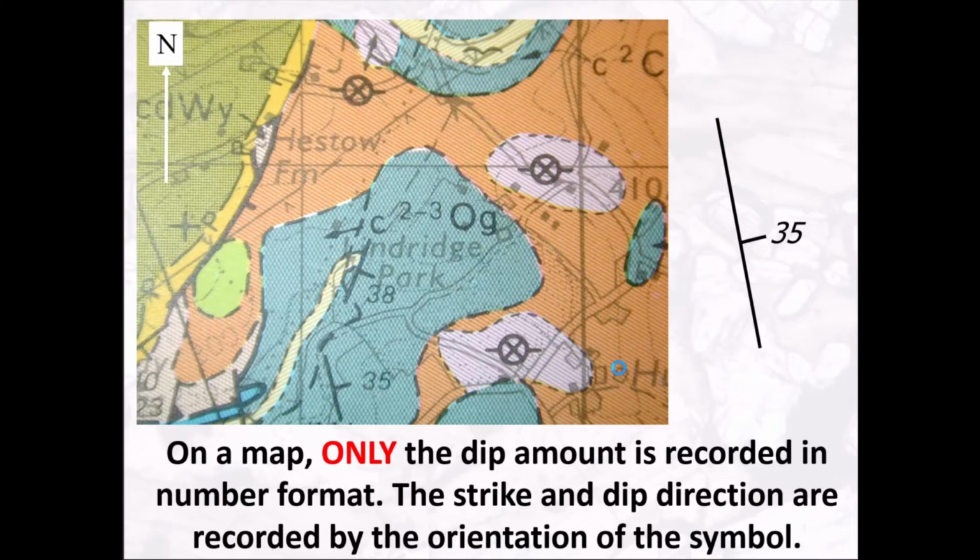You can imagine that if you put all three sets of numbers on a geological map, it would become extremely confusing and very busy straight away. That's why we only record the dip amount and use the symbol to show the direction of strike and dip direction.